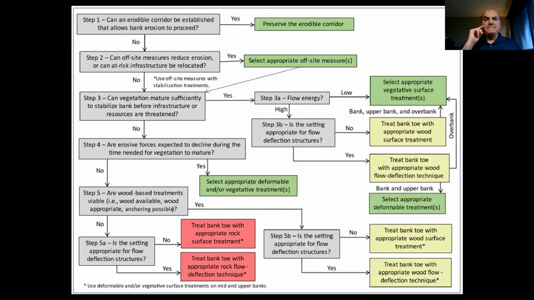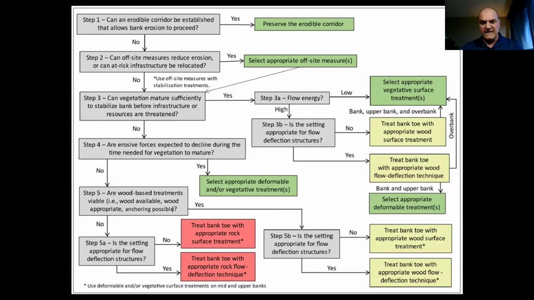Also, we have a flow chart which helps you decide which treatment you're going to use. Step one, can an erodible corridor be established? This is more or less asking, can we just let the river continue to erode and not do anything? So the do nothing option is the first thing you want to consider. Then step two is, what off-site measures can we do to reduce erosion. And you can do both, do off-site measures and move to step three, looking at bank stabilization.